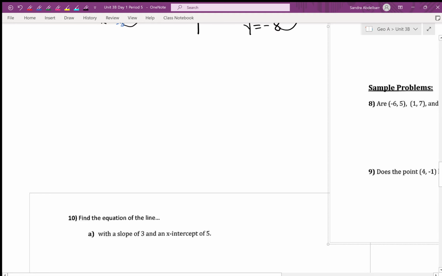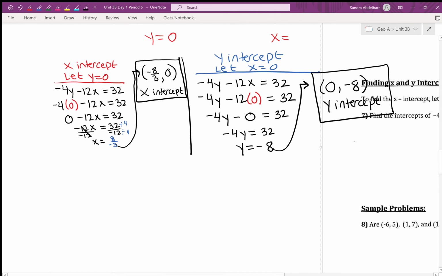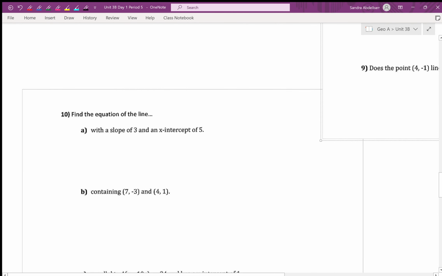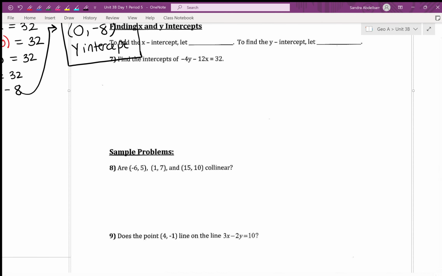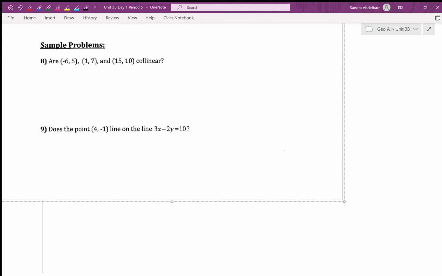Okay, so who remembers what it means to be collinear? Somebody remembers from chapter 1. What does it mean to be collinear? I know it's been a while. Thomas: Be on the same line. Good. It's points that are all on the same line.